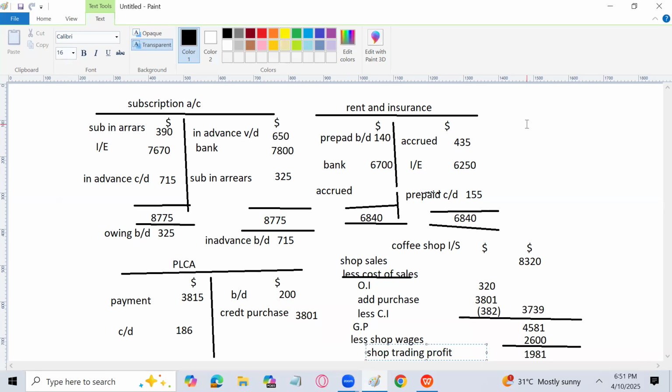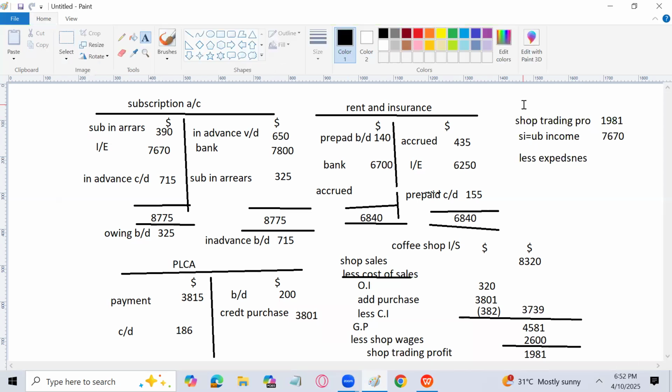Now I will prepare the income and expenditure account, which is not required in the question, just to make you understand what we are doing. So in the income and expenditure account, we will write shop trading profit, which is 1981. Then subscription income, which is the main source of income, the figure from the subscription account which we have prepared, 7670. Then I will subtract expenses, less expenses. These are the incomes.